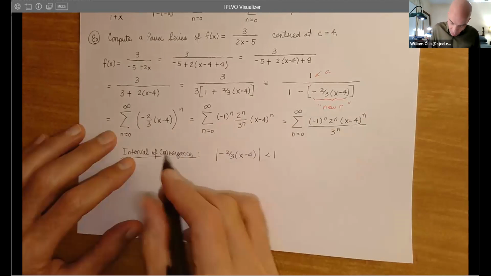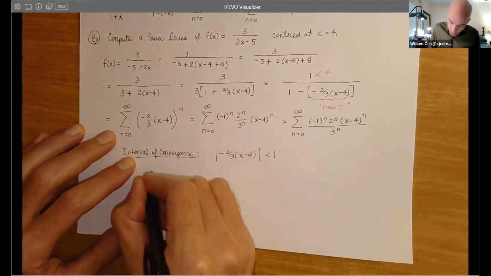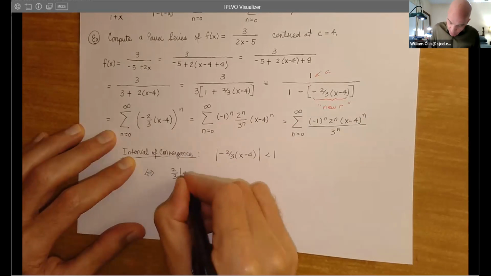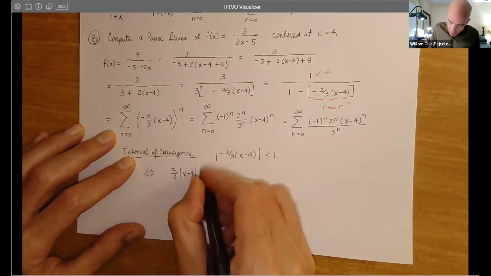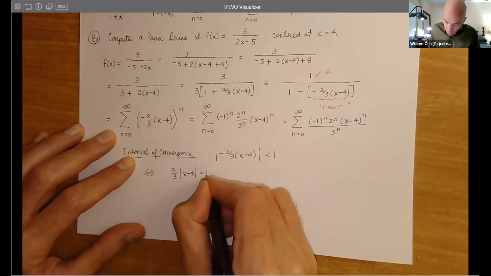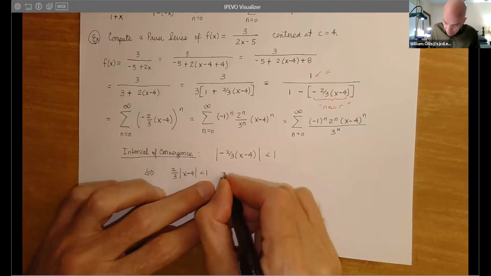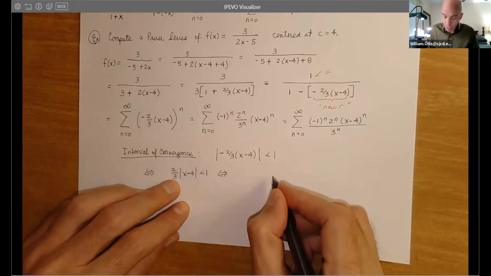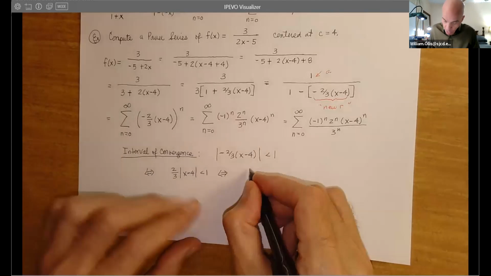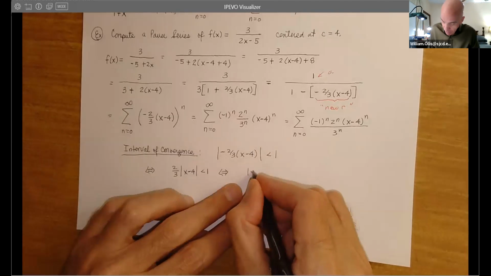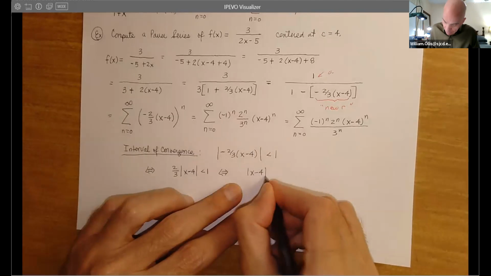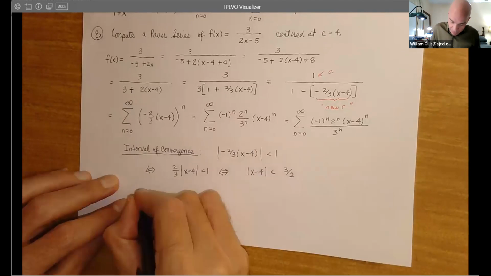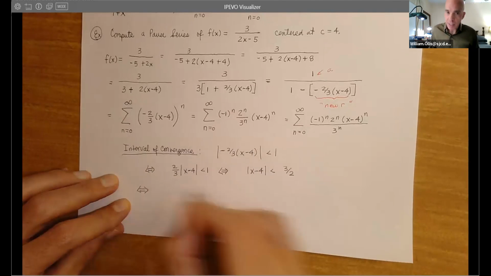So this will mean what? So we have 2/3 x minus 4 less than 1. So now, if you will, we can just multiply by 3/2. And now rewrite the conjunction, just using basic college algebra.